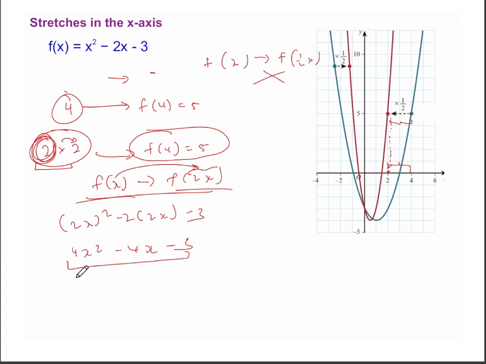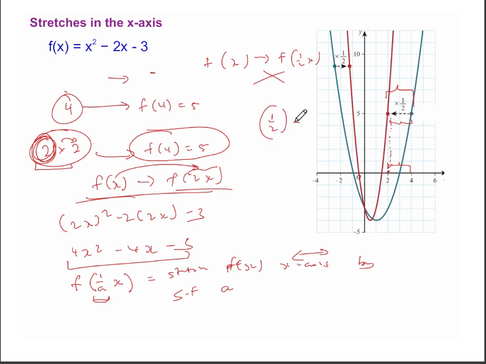And generally, if you have f of 1 over a x, that will be a stretch parallel to x-axis. So stretch of f of x parallel to x-axis, meaning horizontal direction, by scale factor of a. Because remember, we are inversing that scale factor. We had the scale factor of a half here. We inversed it. Half became 2.